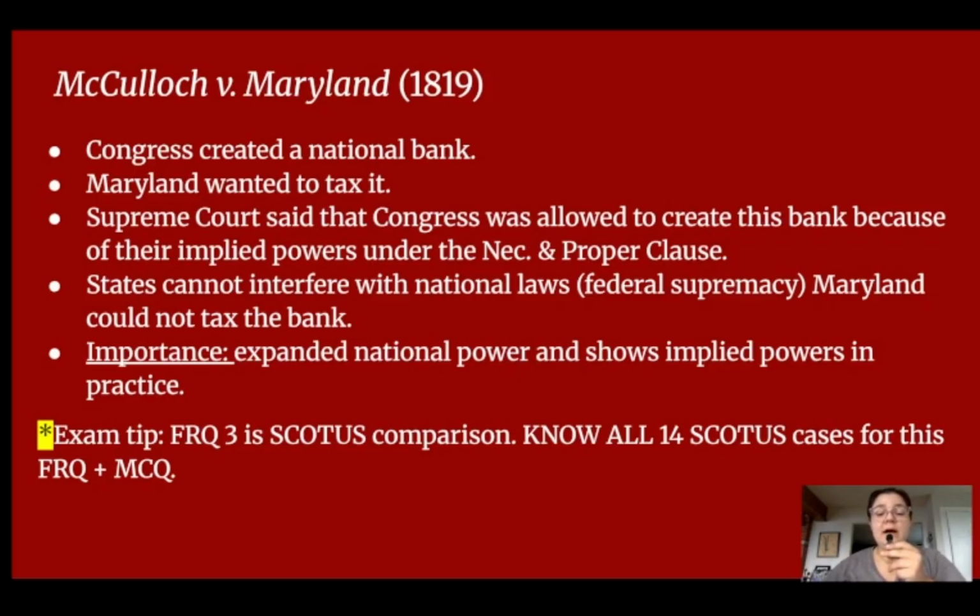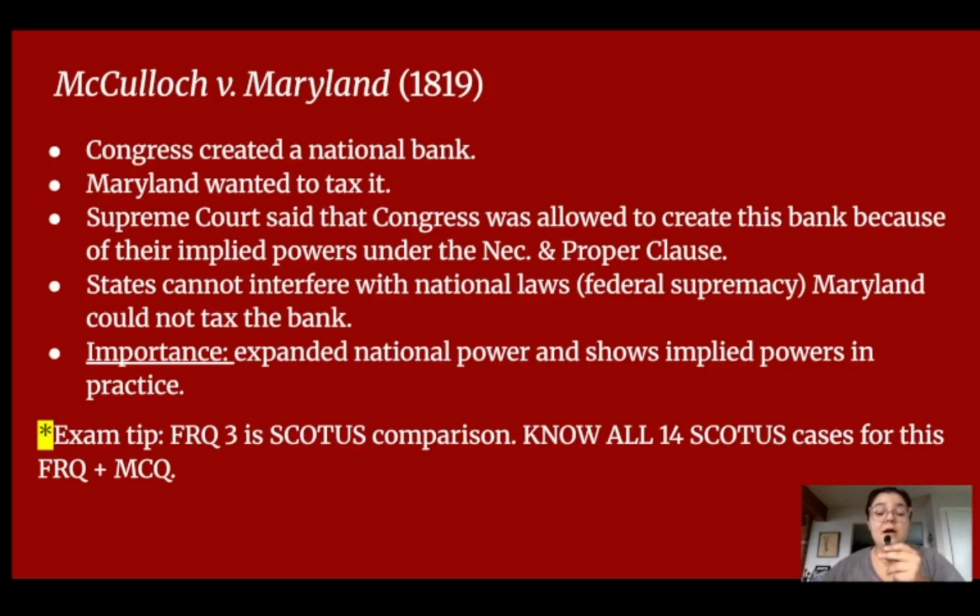The Supreme Court said that Congress was allowed to create this bank in the state of Maryland because of their implied powers under the Necessary and Proper Clause. Again, implied means it's not explicitly written in the Constitution, but it allows Congress to do their job because it's necessary. So overall, states cannot interfere with national laws. Federal supremacy, the Supremacy Clause. So Maryland could not tax the bank because they would be overstepping their boundary and trying to go above the federal government. So the importance of this case is that it expanded national power, and it shows implied powers in practice.